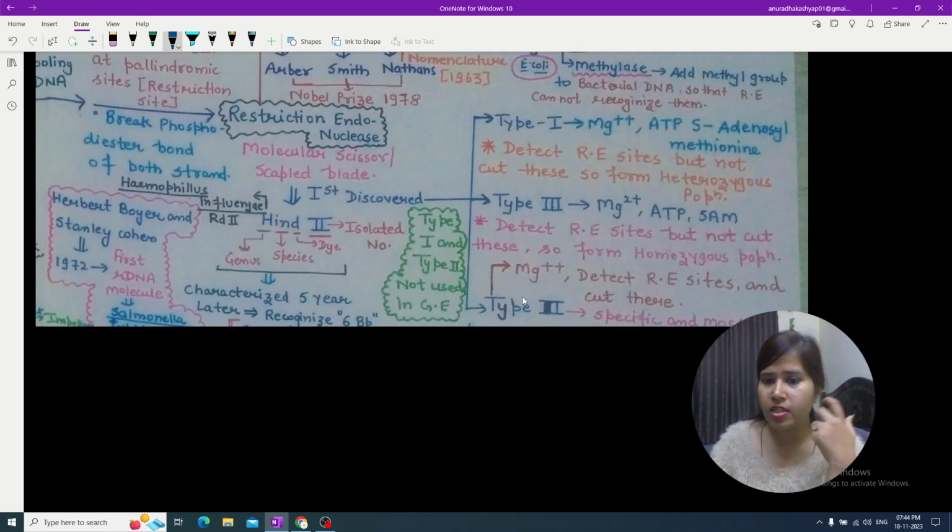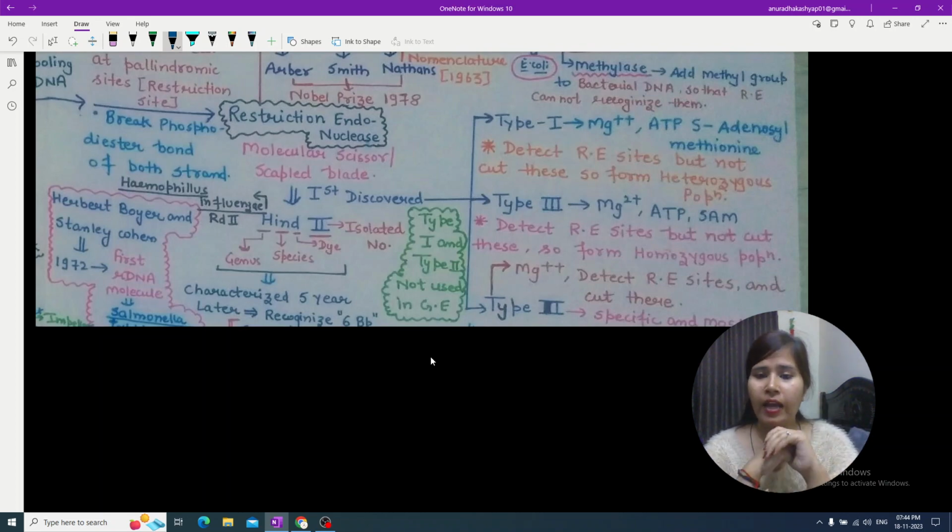It is just a wastage of things. So type 1 is not at a precise position inside the endonucleases. Type 3 also does kind of the same thing. For example, this is a recognition sequence inside the DNA, and we have to make a cut at the restriction site.